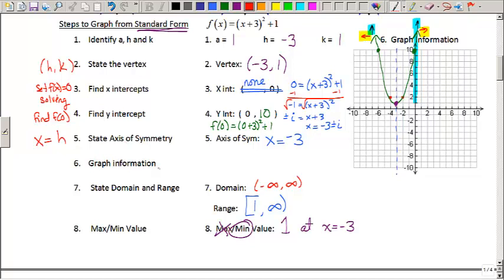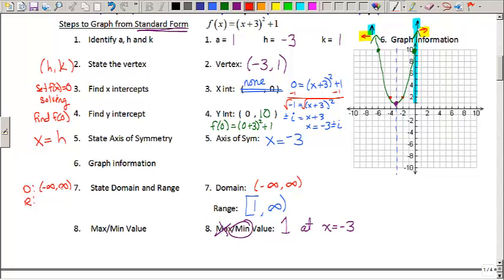Next, we graphed our information and asked to find the domain and range. Well, for quadratic functions, domains and ranges have some common patterns. My domain is always going to be all real numbers. It has no excluded values from the domain because we don't have a rational function. We also don't have an even root function. So there's no values that are ever going to be excluded from the domain. My domain will always be all real numbers for quadratic functions.